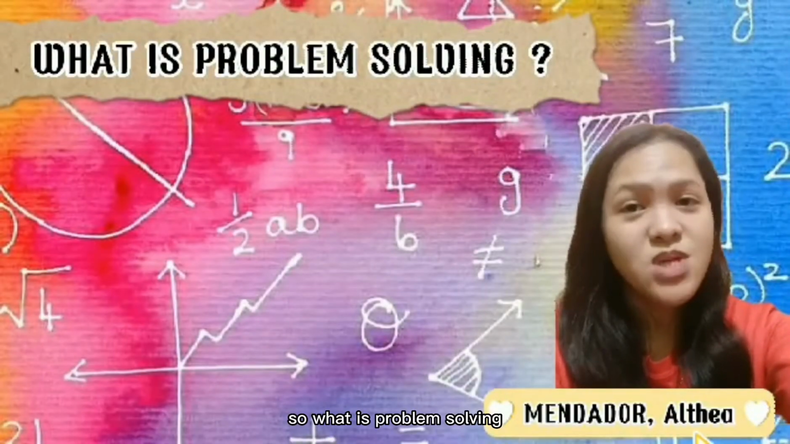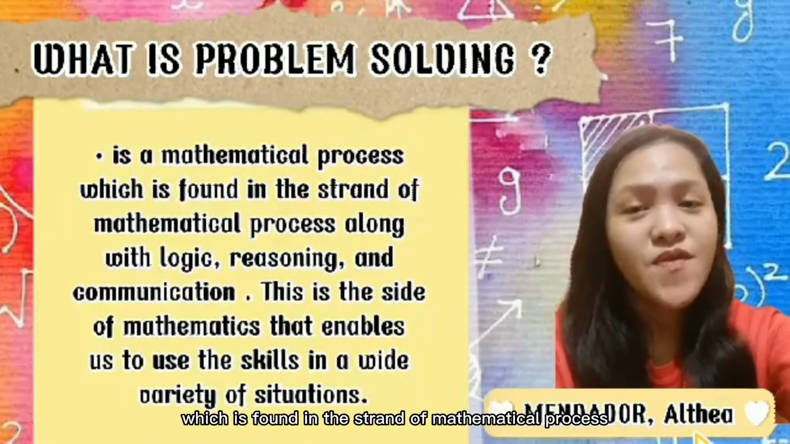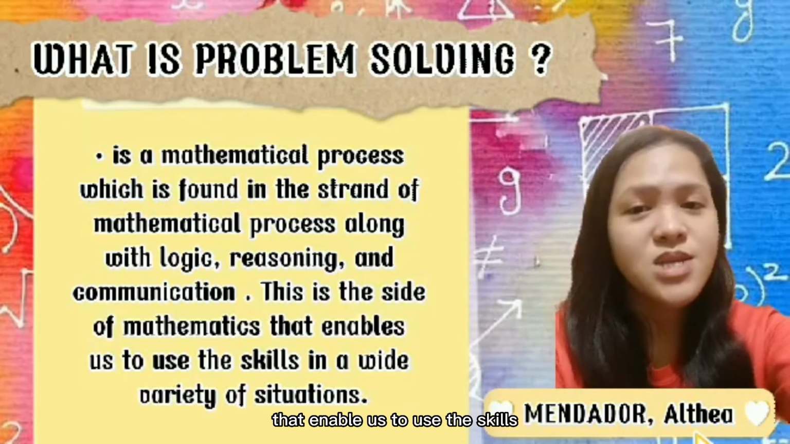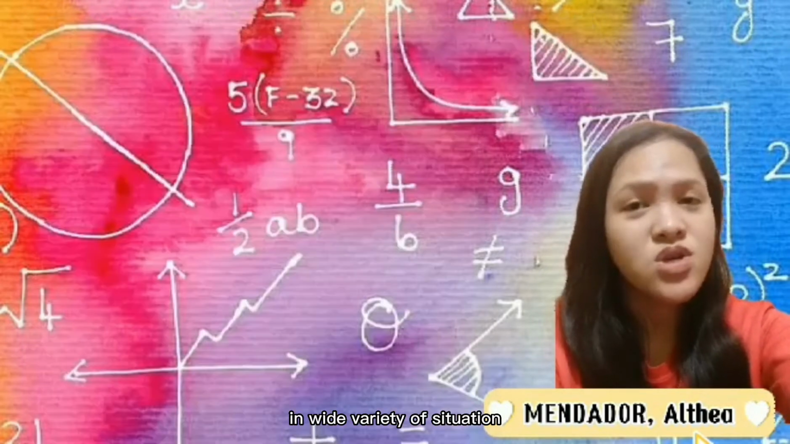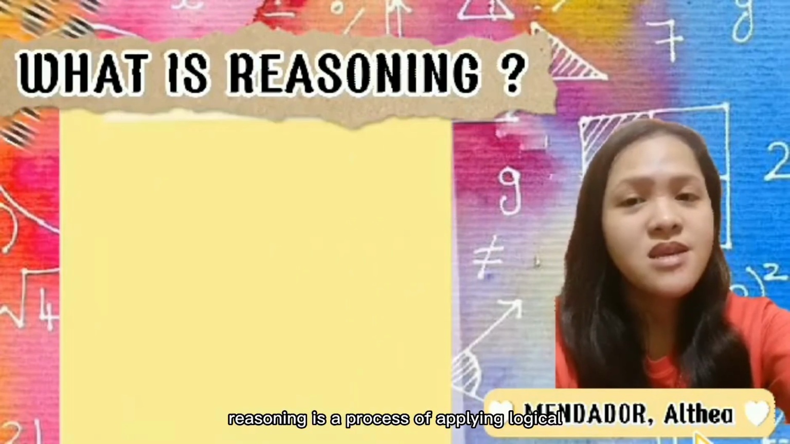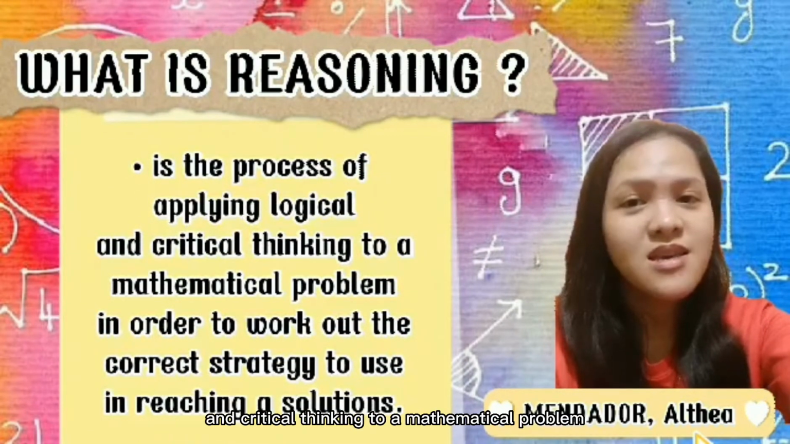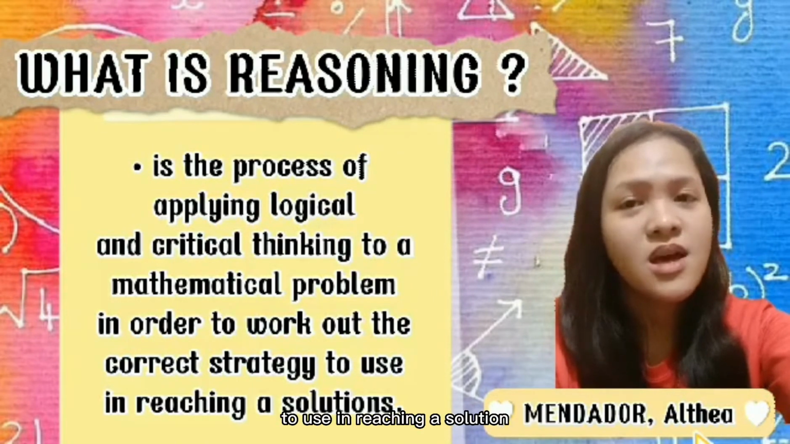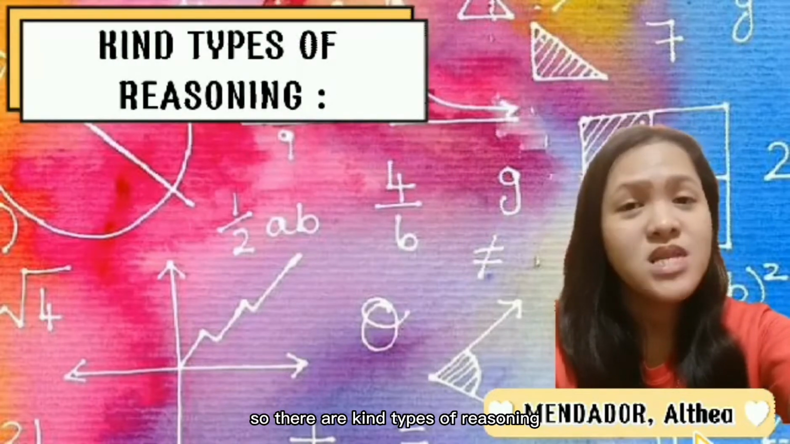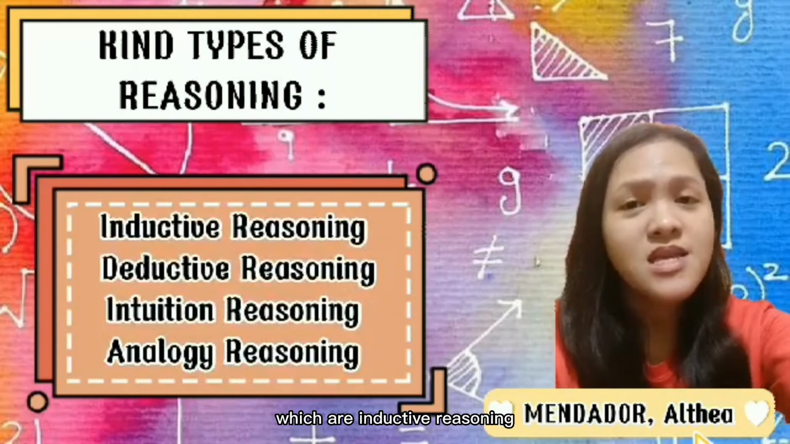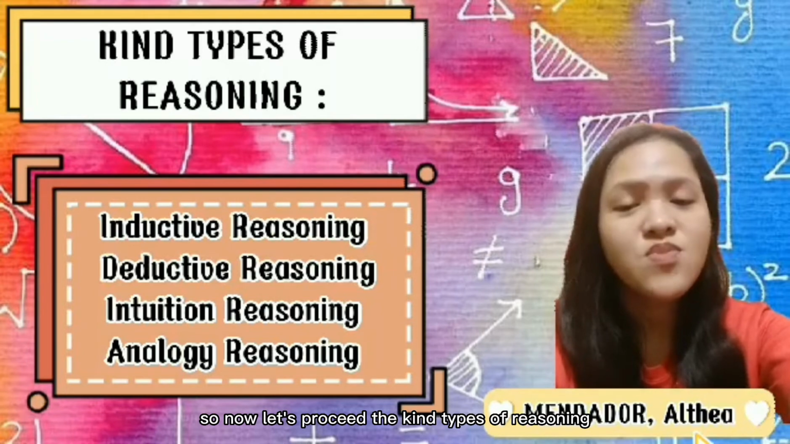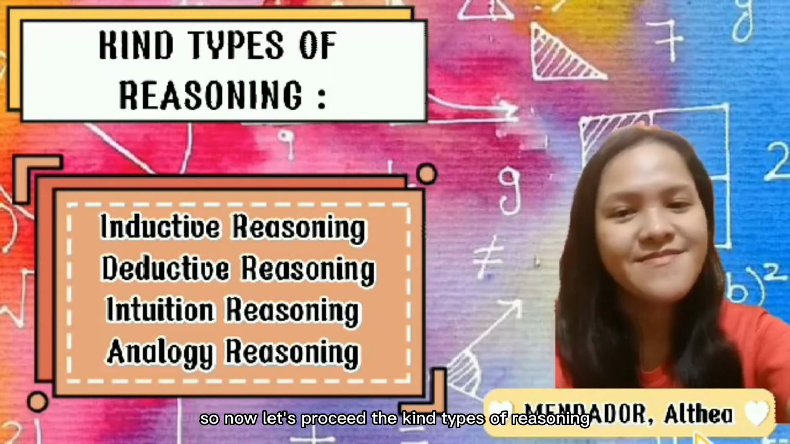So what is problem solving? It's a mathematical process which is found in the strand of mathematical processes along with logic, reasoning, and communication. This is the side of mathematics that enables us to use the skills in a wide variety of situations. So what is reasoning? Reasoning is a process of applying logical and critical thinking to a mathematical problem in order to work out the correct strategy to use in reaching a solution. There are types of reasoning which are inductive reasoning, deductive reasoning, intuition, and analogy reasoning. So now let's proceed to the types of reasoning.